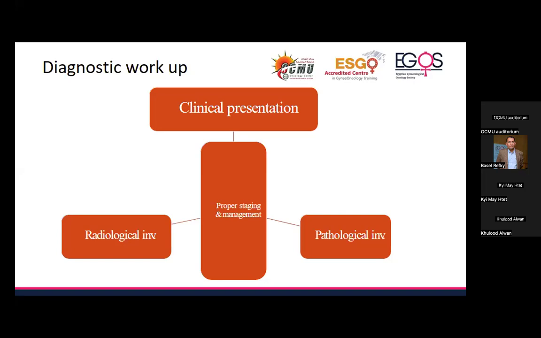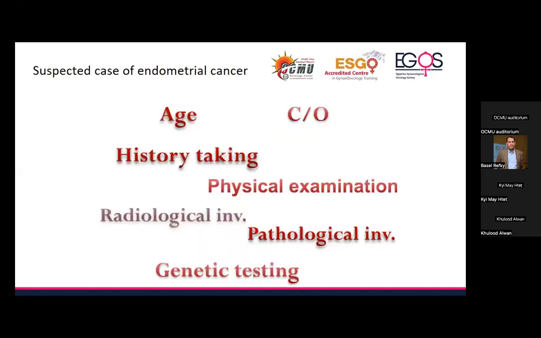We should do what we always do for any disease, a triple assessment: clinical presentation of the patient, radiological investigation and pathological investigation. Why do we do this? To reach proper diagnosis, proper staging, then to apply the proper management plan. For a suspected case of endometrial cancer, we should consider age, complaint of the patient, and proper history taking, physical examination, radiological investigation, and we may do genetic testing.